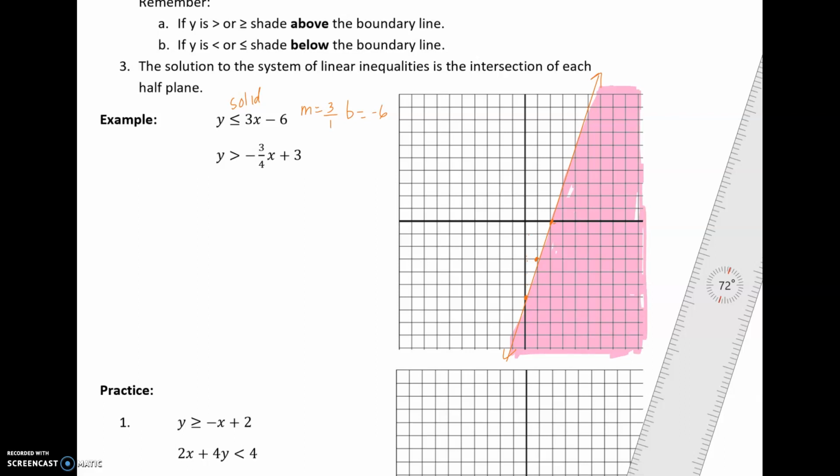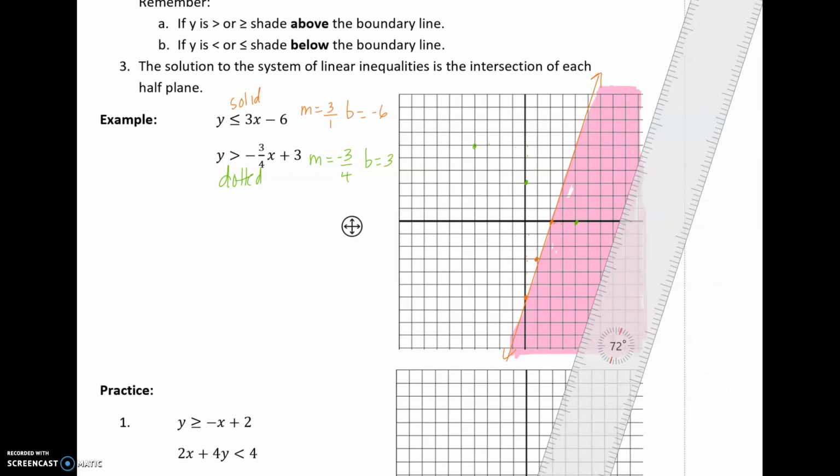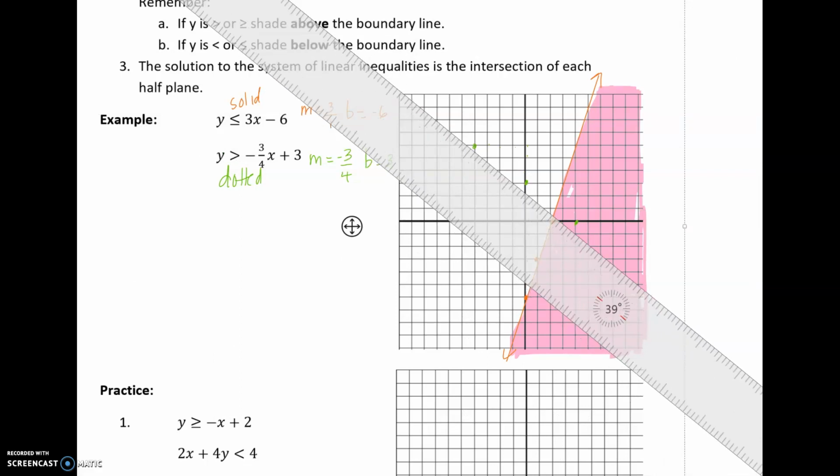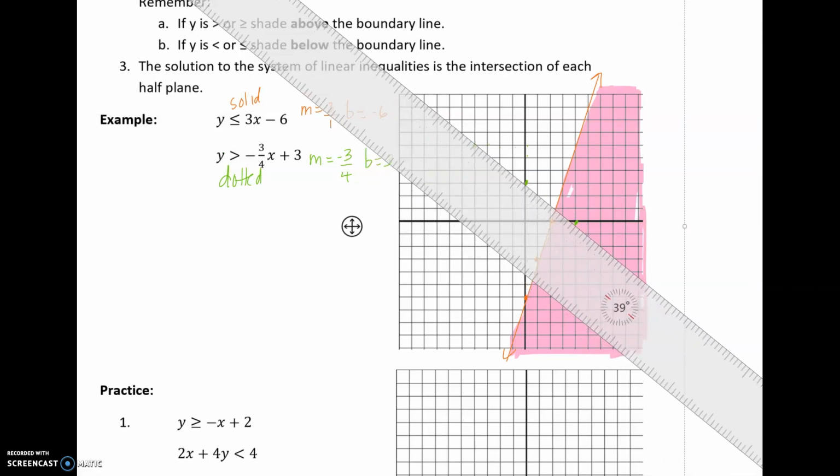Okay, so y is greater than -3/4 x plus 3. That's also in slope-intercept form. My slope is -3/4. My intercept is 3. And this is going to be a dotted line because it's greater than. I find 3 on my y-axis. It's my y-intercept. And from there, I'm going down 3, 1, 2, 3, 4, and over 4. I'm going up 3 and left 4. I take and I draw my dotted line through these points.